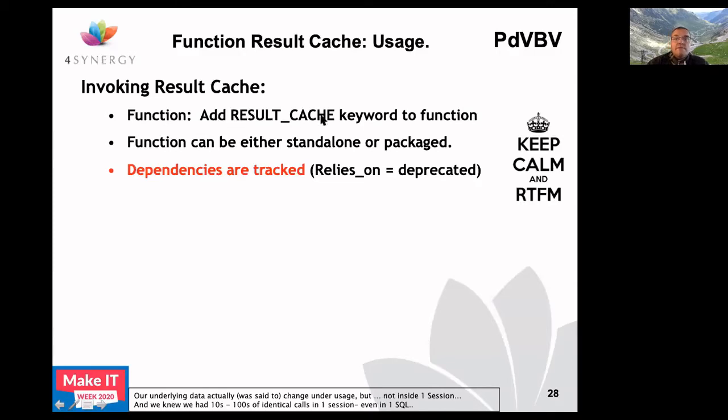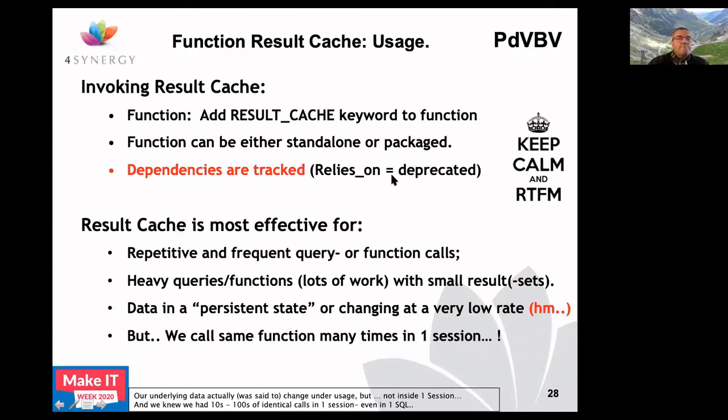We add the result cache keyword again to some of the function calls. There's no problem if the function is part of a package, and it's not a problem if the function is a standalone function definition. In our case, everything was in packages. The dependencies are tracked by Oracle itself. If you set that RELIES_ON parameter, that's deprecated. Maybe don't do that.